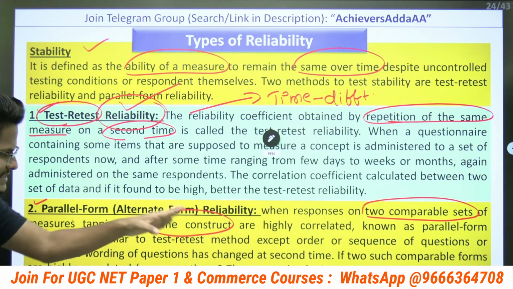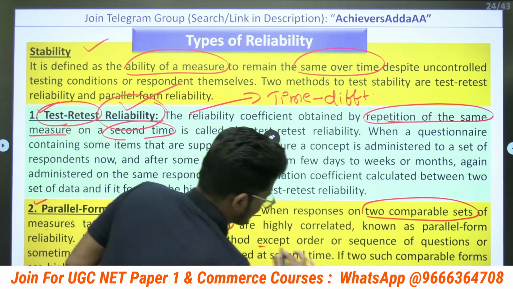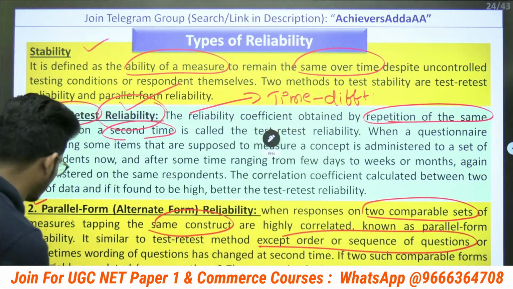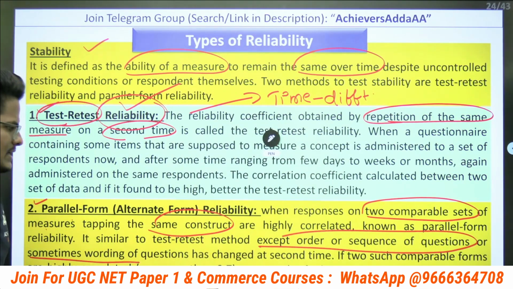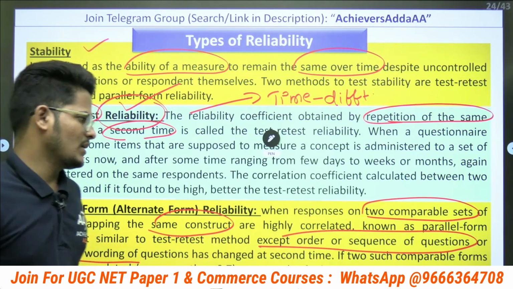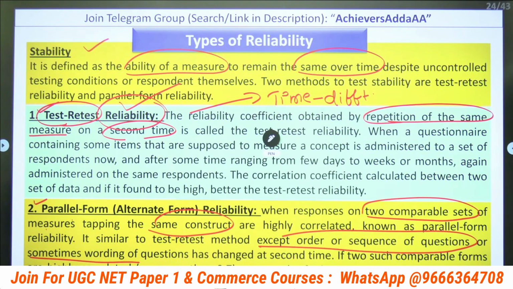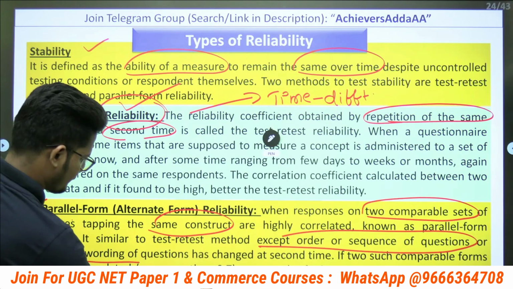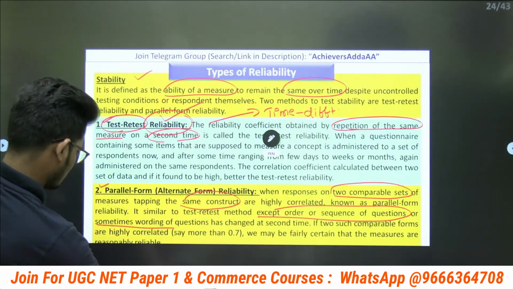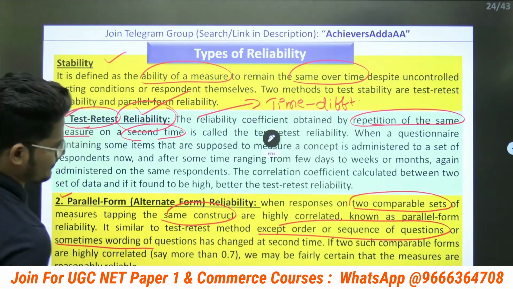It is similar to the test and retest method, except the order of the questions or sometimes the wording of the questions is changed the second time. So if two comparable forms are highly correlated, say more than 0.7, we may be fairly certain that the measures are comparable and reasonably reliable.